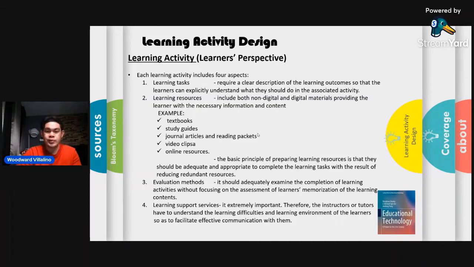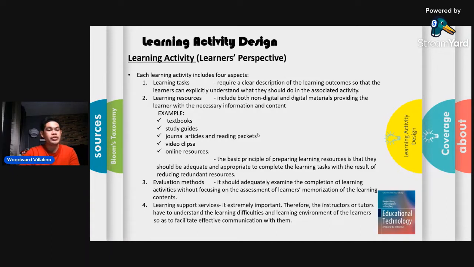It requires a clear description of the learning outcome so that the learners can explicitly understand what they should do in the associated activity. Okay? It would require a clear description of the learning outcomes so that the learners can explicitly understand what they should do in the associated activity. So for the activities given to them, the most important thing is that the learners do understand. So, what is the activity given if the students in the first place would not understand it?